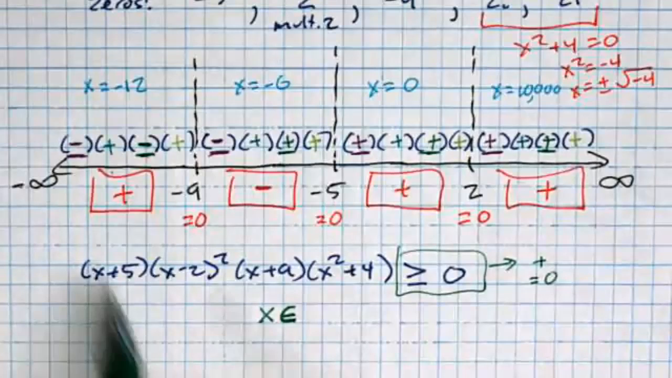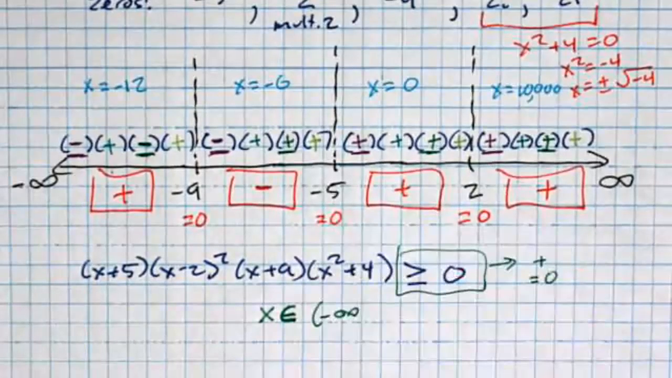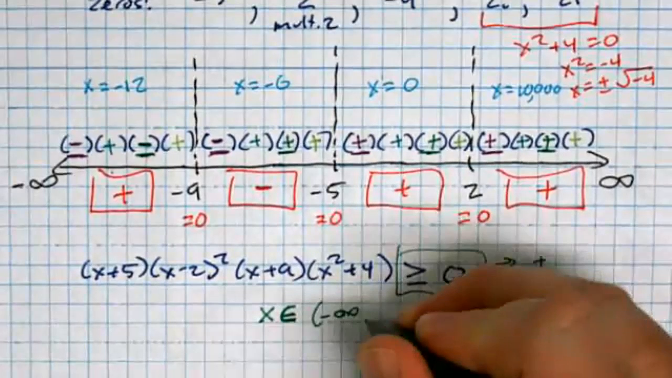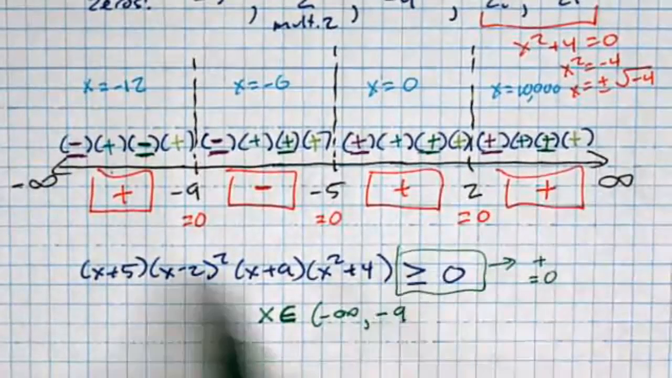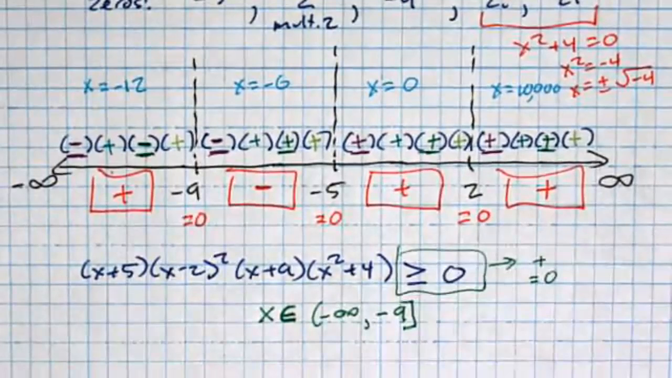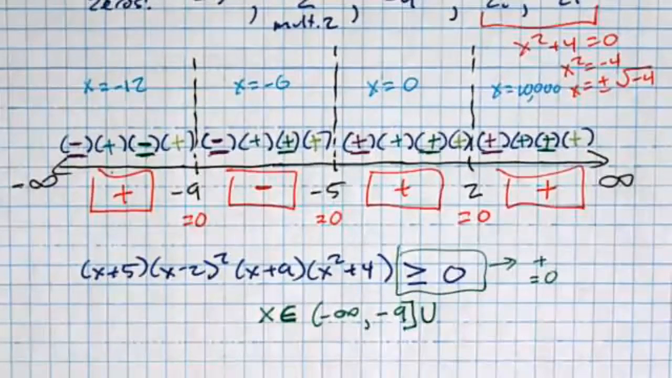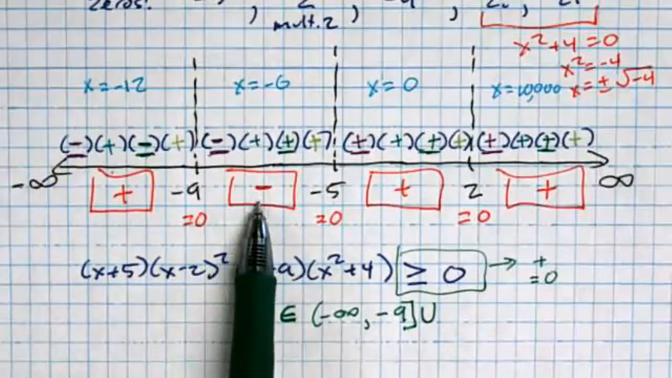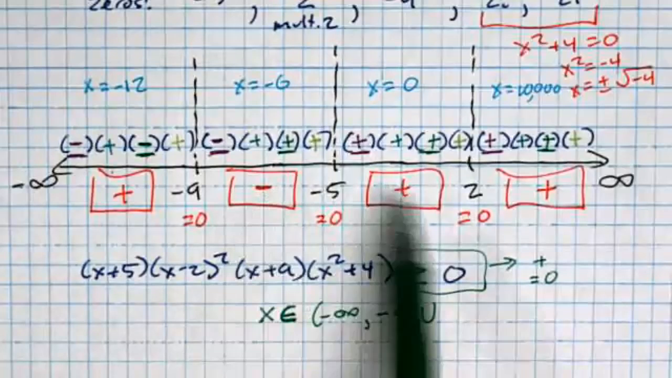So in this region, yeah, let's include that. Negative infinity, which gets a parenthesis automatically, comma, up to -9. Now, should I do parenthesis or square bracket around that 9? Greater than or equal to 0. It does equal 0 at -9, so square bracket. And our little union symbol. What about this region from -9 to -5? Nope, that's negative. Negative numbers are not greater than or equal to 0, so we'll leave that out.